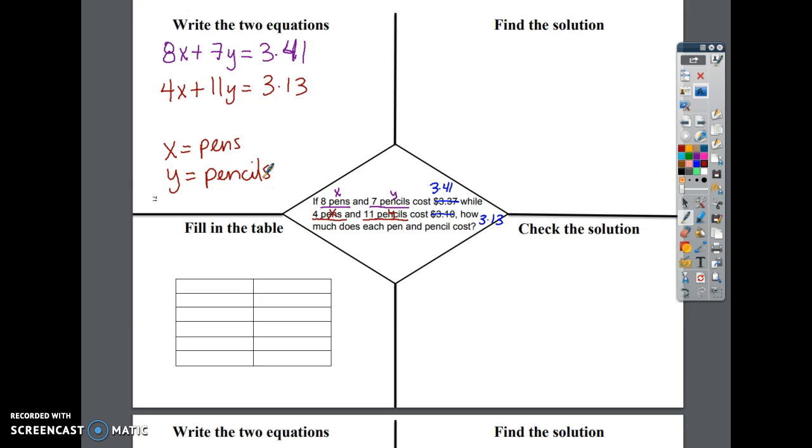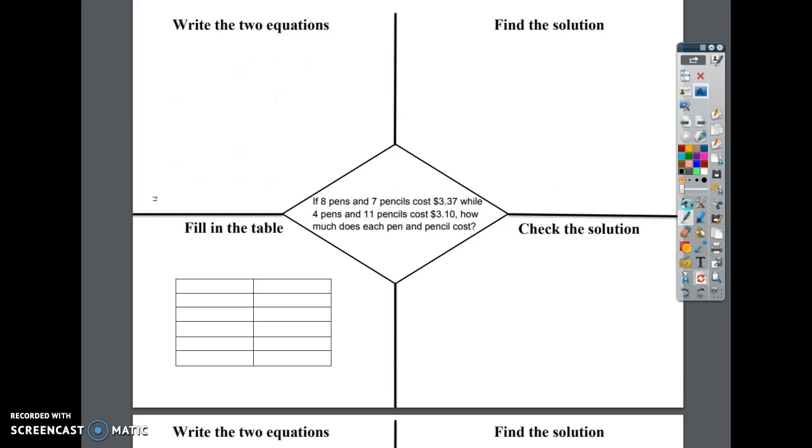Okay? Put it in matrix. Find the solution. So write down the matrix, what is it? And write down the solution, what is it? Again, this is pens, pencils. And then check the solution, and you already know how to do that. Remember, we're not doing the tables. The last one.